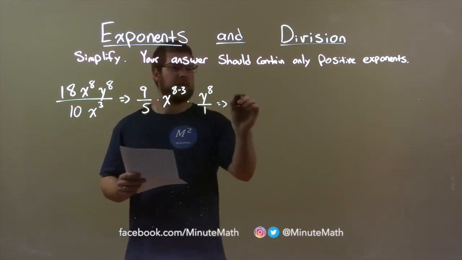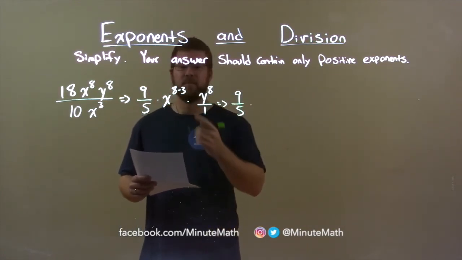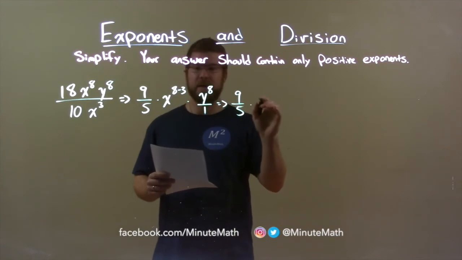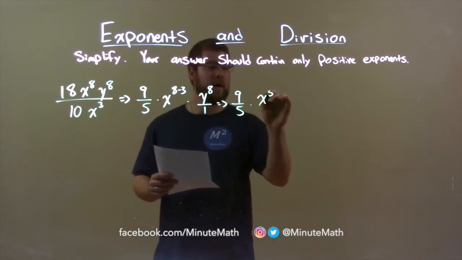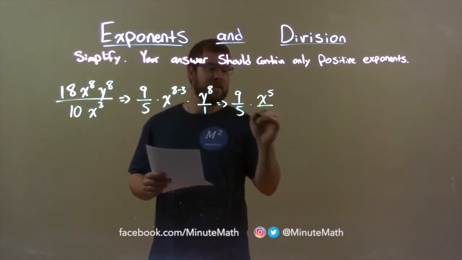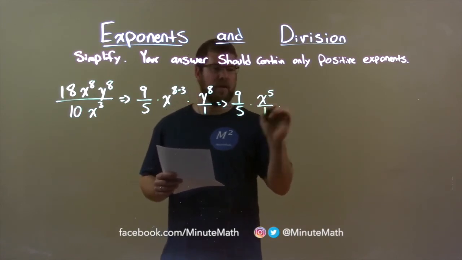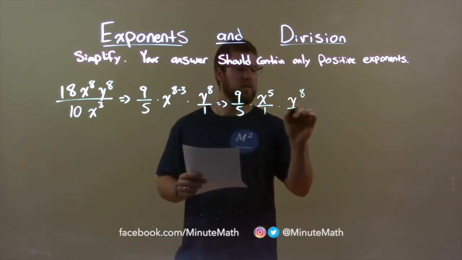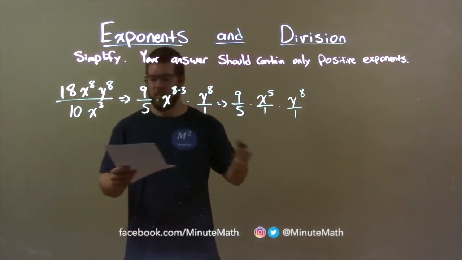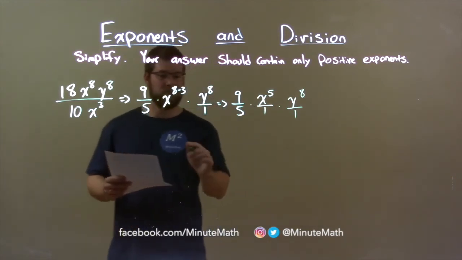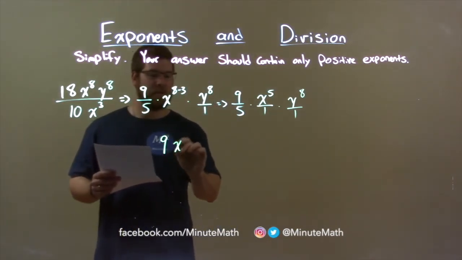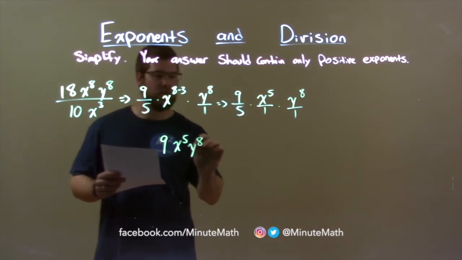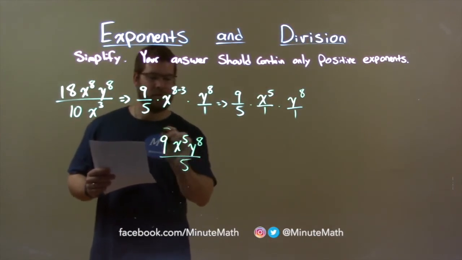Well, let's go simplify. 9/5 here times x to the 8 minus 3 power. That's x to the 5th power. Now, that's the same thing as over 1 right there. And we have y to the 8th over 1. We can combine everything together to get our final answer. We have 9 x to the 5th, y to the 8th, over 5. And there we have it.